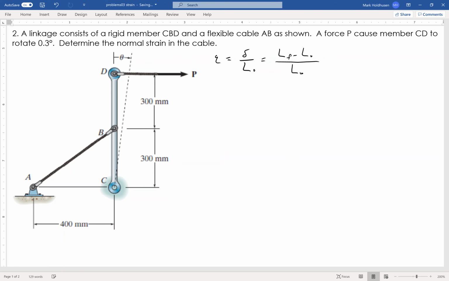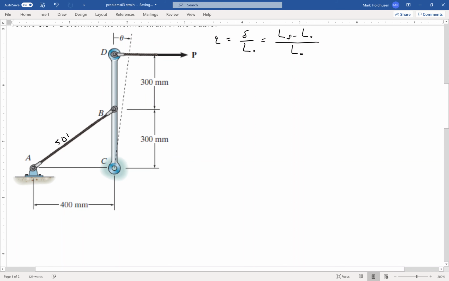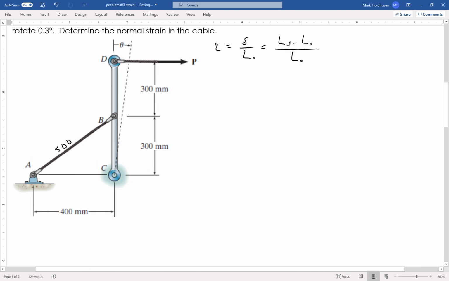So what I need to do is find out what the new length is. Now, initially, it's a 3, 4, 5 triangle, right? So at this point, this is 500 meters here, right? So that's the initial length of that cable.